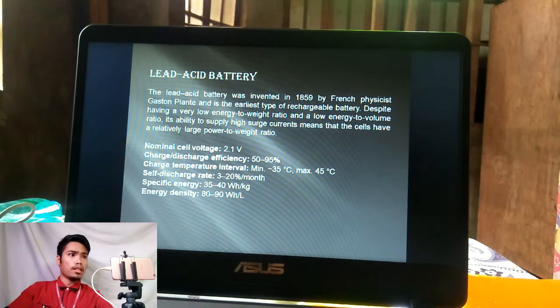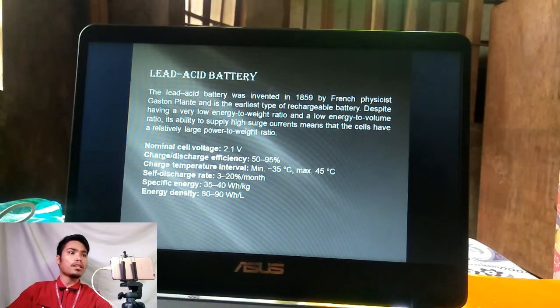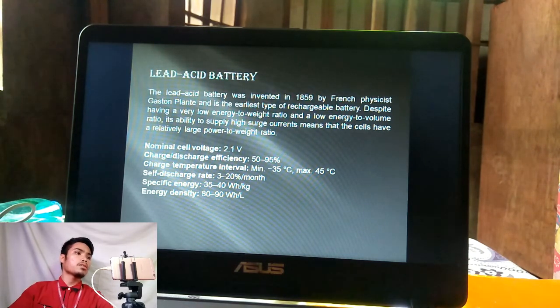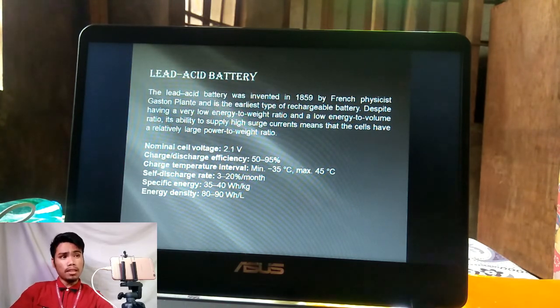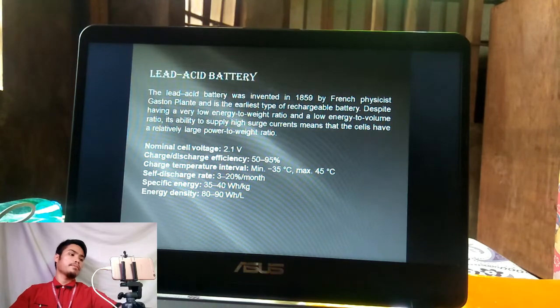Nominal cell voltage is 2.1 volts, charge and discharge efficiency is 50 to 95%, and charge temperature interval is a minimum of negative 35 degrees Celsius and a maximum of 45 degrees Celsius. Self-discharge rate is 3 to 20% per month. Specific energy is 35 to 40 Wh/kg. Energy density is 80 to 90 Wh/L.